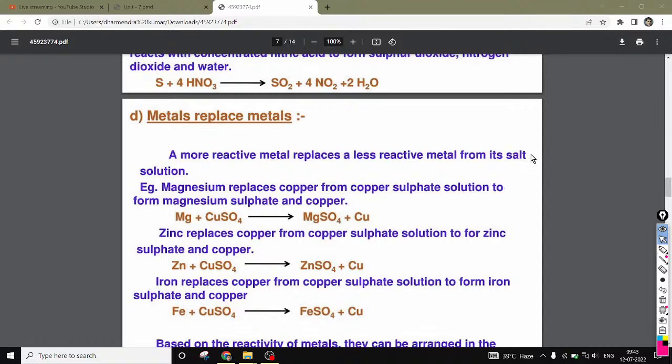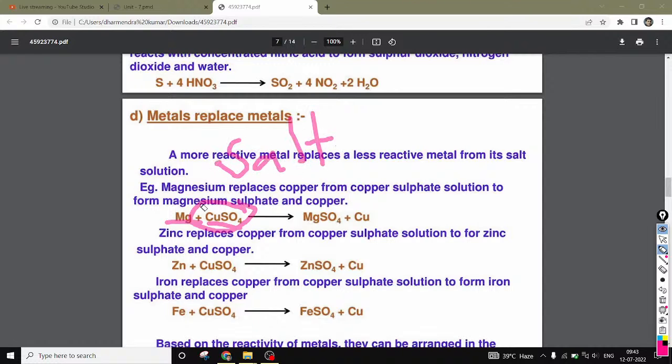Like if you have any metal, for example, here you can see this is magnesium and this is copper sulfate, right? This copper sulfate is nothing but your salt.